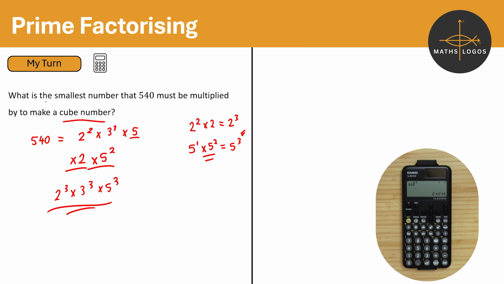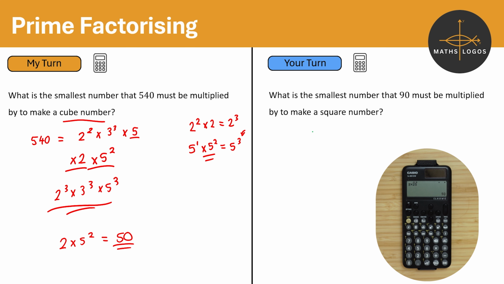But let's make sure we've answered the question. What is the smallest number that 540 must be multiplied by to make a cube number? Well, that number is going to be 2 multiplied by 5 squared. Because remember, I needed to multiply by both of those. And let's type that in our calculator. So that's 2 multiplied by 25. So that's 50. That would be my answer. Okay, pause the video and give this one a go.